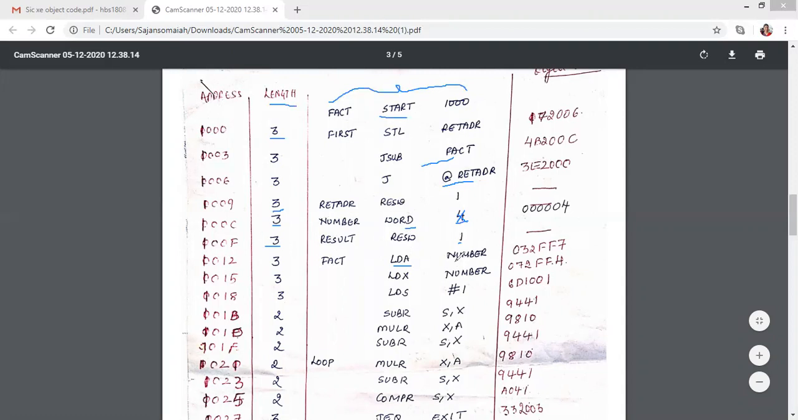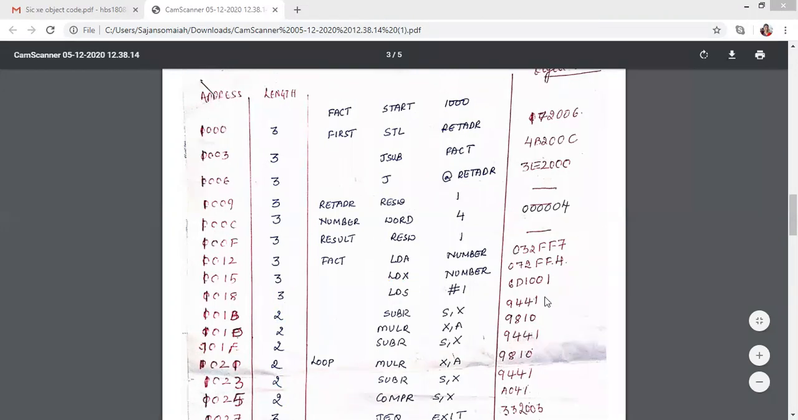Coming to this LDA, it's a normal instruction, so it is 3. LDX is a normal instruction, so it is 3. LDS is a normal instruction, so this is 3. Now, what about this? This looks like it matches format 2, right? An instruction followed by 2 registers. S and X are 2 registers, right? S is the general purpose register and X is an index register. So definitely it is format 2, which is 2 bytes. So we have written 2 here, 2 here, 2 here, 2 here, 2 here, 2 here. I hope this is clear, guys.